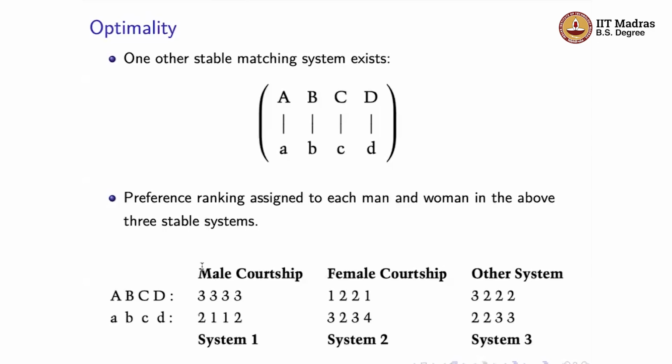Now, you can do the same analysis from the men's perspective as well. So we can see that from Mr. A's perspective, he's indifferent between system 1 and 3, but he would say that system 1 is definitely better than system 2.